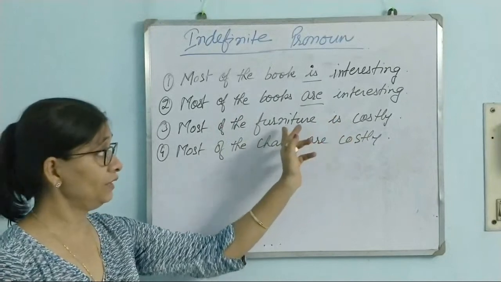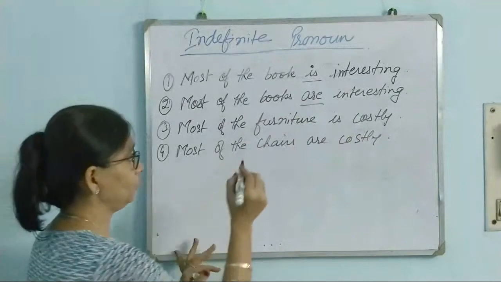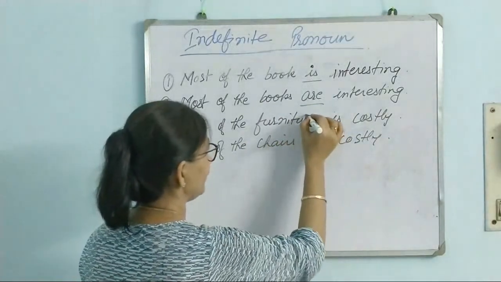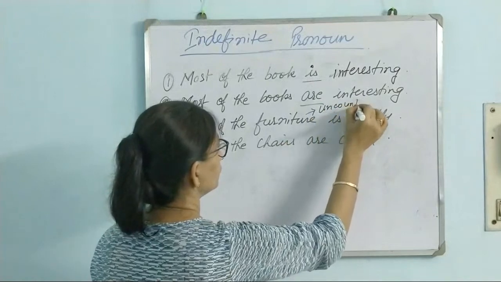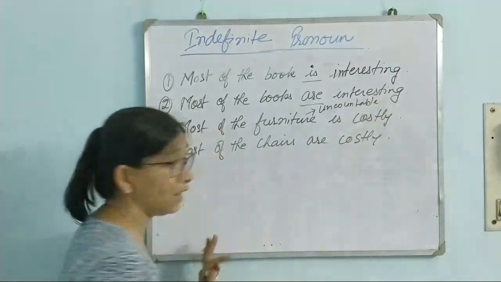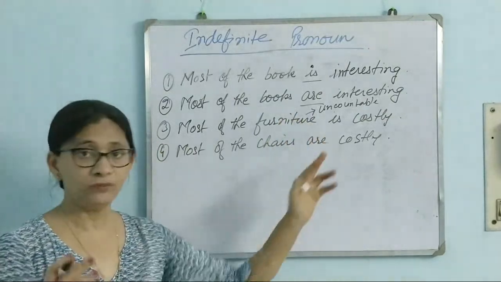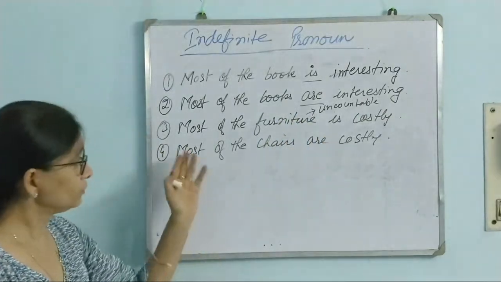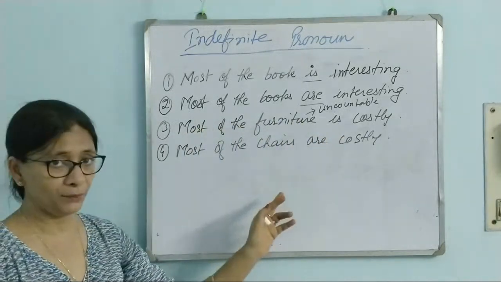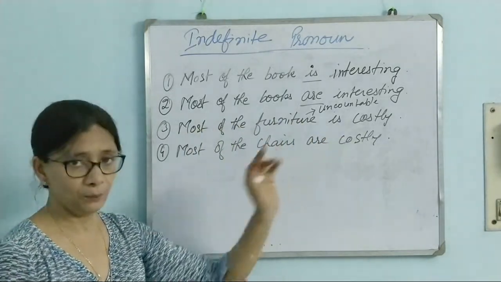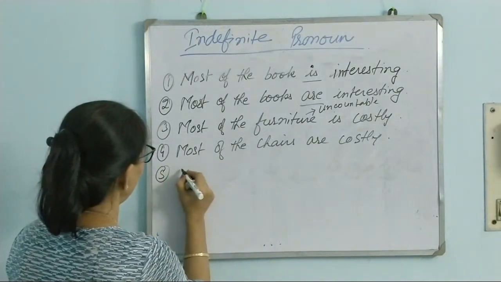But why? Furniture, why is it used with a singular verb? Because keep in mind one thing, furniture is an uncountable noun, and with uncountable noun we always use singular number. So here it is used as singular, but chairs are countable, and so the plural verb. So that is what.